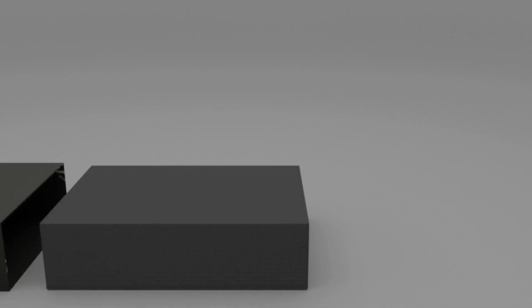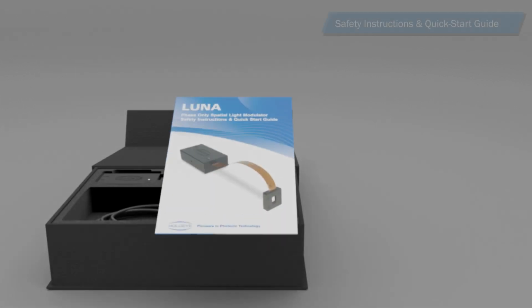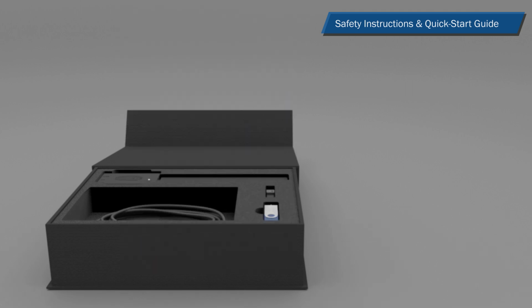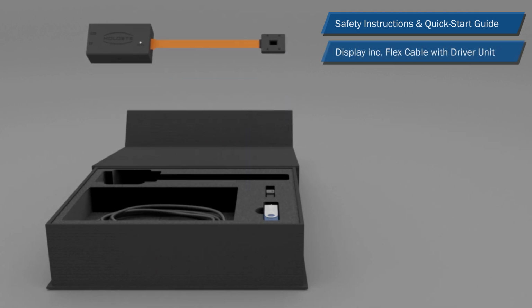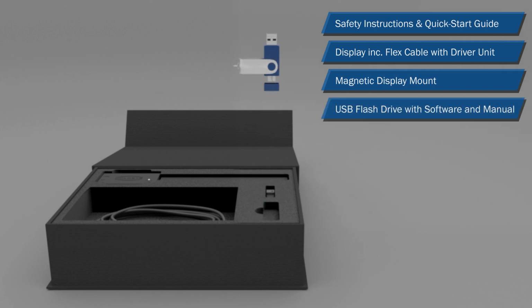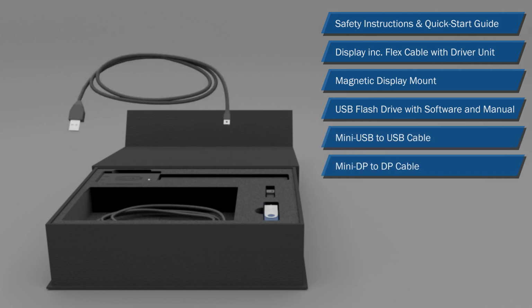The following parts are included in the Luna Spatial Light Modulator Kit: a physical copy of the safety instructions and the quick start guide, the Luna Spatial Light Modulator driver with attached display, a magnetic display mount, a USB flash drive containing the software and manual, a mini USB to USB cable, a mini display port to display port cable.